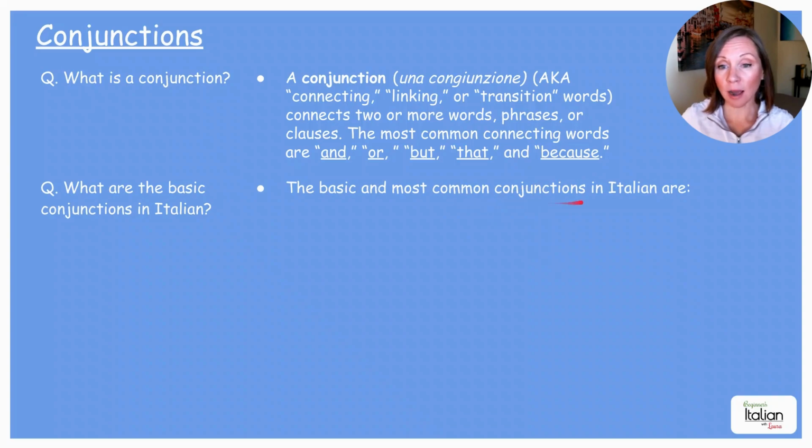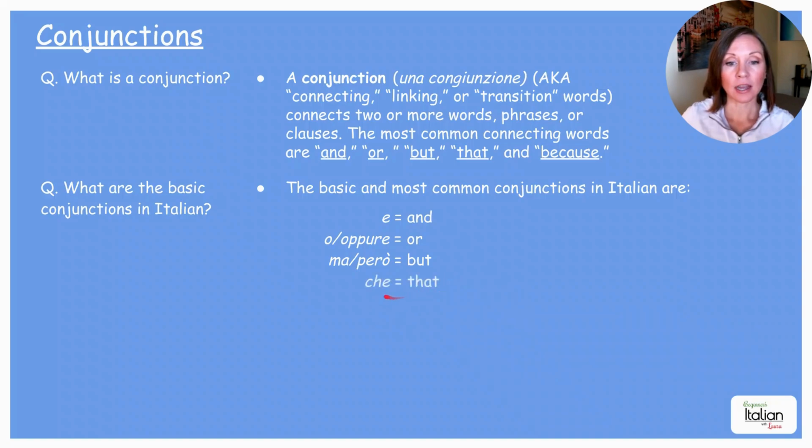So the basic and most common conjunctions in Italian are e, which means and, which is the same word as è, but it does not have an accent. When you see an accent, it means is in the third person singular, but without the accent, it means and. O or oppure means or. Either one of those is fine. Ma or però means but. Again, you can use either one. Che means that, and perché means because or why. It means both of them.